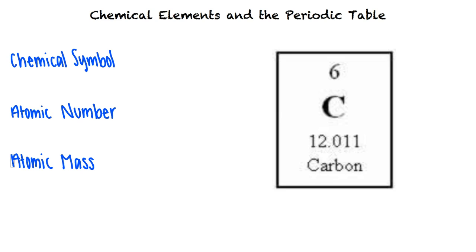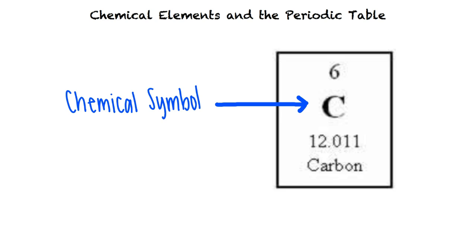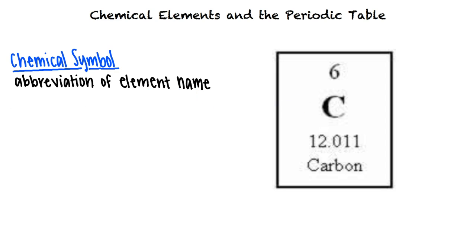The letter is the element's chemical symbol. Carbon's chemical symbol is the letter C, and every element has a short abbreviation that allows for quicker notation. Sometimes, the element's common name is also included.